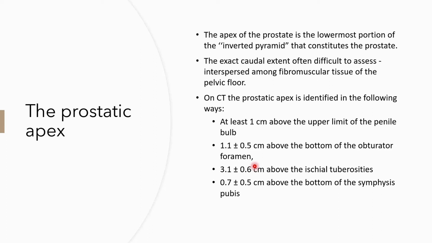Now, in our practice at Tata Medical Center, we identify the penile bulb and then we go up a centimeter. To go up 1 centimeter, you need to know how many cuts you've taken in your CT scan. In our practice, we usually take 2.5 millimeter cuts. So we generally go about 4 cuts above the penile bulb to reach what is known as the lower border of the prostatic CTV, covering the prostatic apex.